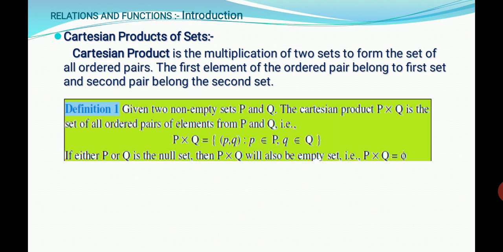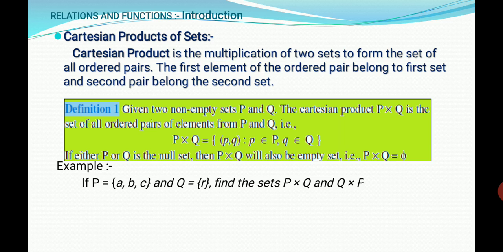If either P or Q is a null set, then P cross Q will also be the empty set, that is P cross Q equals phi. We know about the null set: it does not contain any element. And if there is a null set in the ordered pair, then the Cartesian product is also the empty set. Let me take an example.